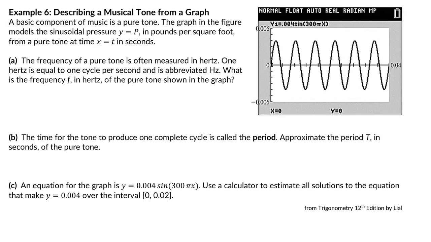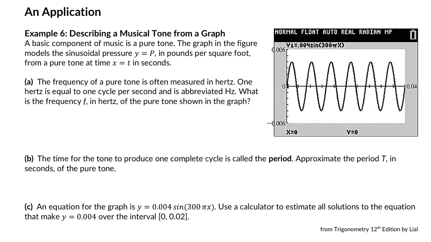Last example for today, it says, a basic component of music is called pure tone. The graph in the figure models the sinusoidal pressure, y equal to P, in pounds per square foot from a pure tone at time t seconds. The frequency of a pure tone is often measured in hertz. 1 hertz is equal to 1 cycle per second and is abbreviated Hz. What is the frequency F, in hertz, of the pure tone shown in the graph?